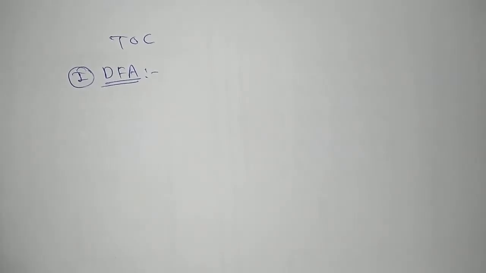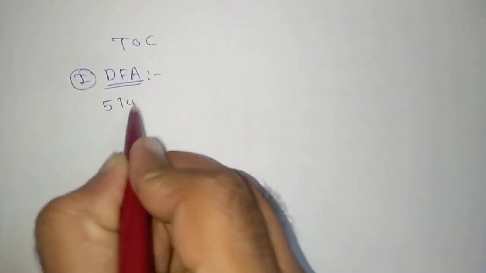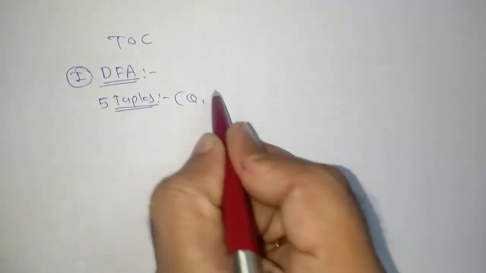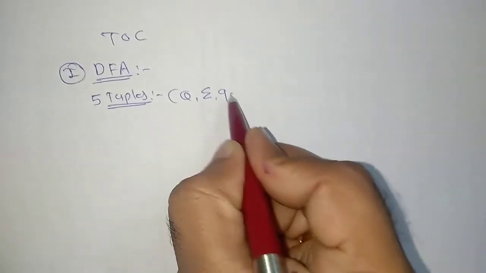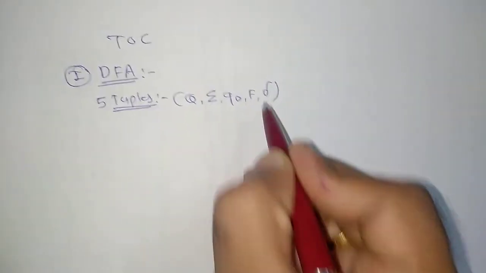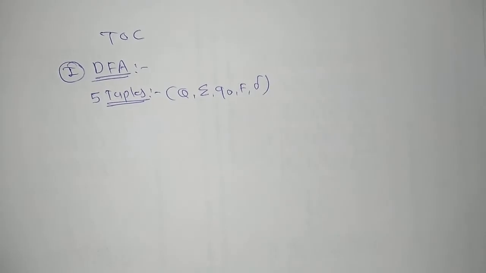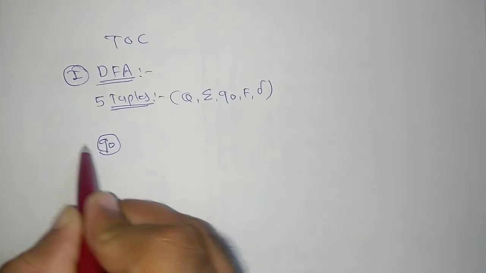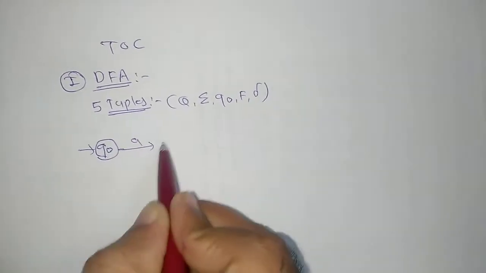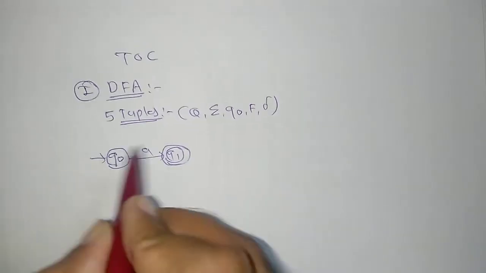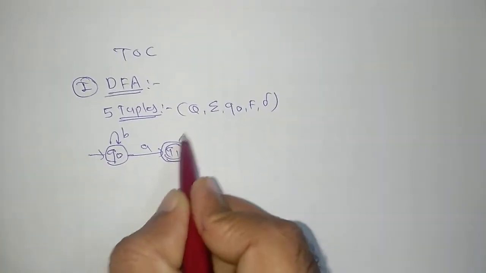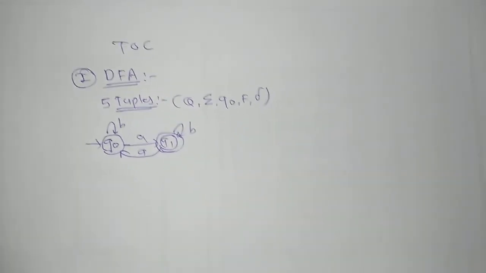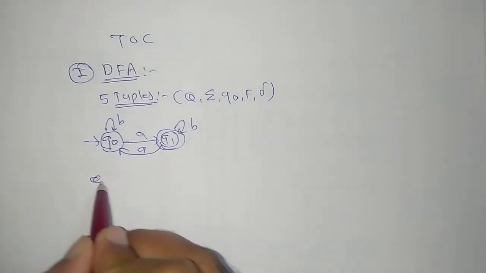For the DFA, there are 5 tuples. The 5 tuples are as follows: the states, input symbol, starting state, final state, and transition. To understand the tuples, let's take one example. Through that example, we'll understand what the tuples are for the given problem statement under the DFA. So under the DFA, there are 5 tuples. So we'll understand one by one.